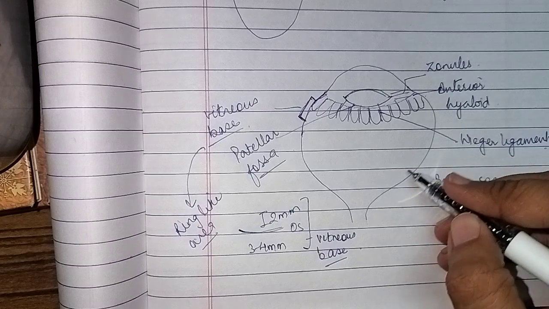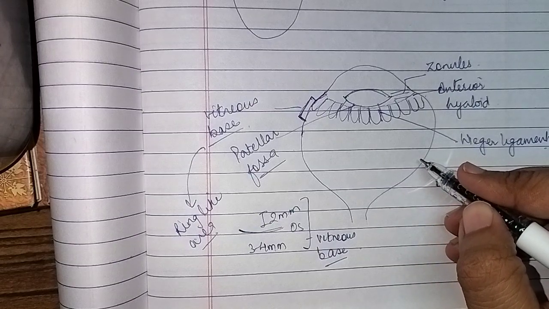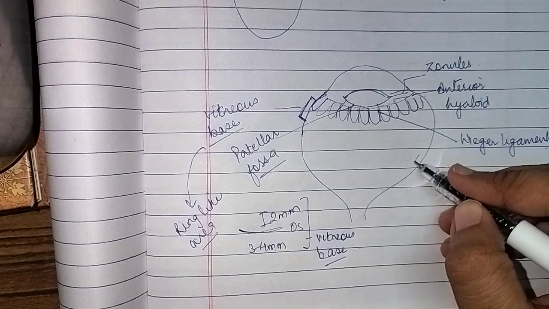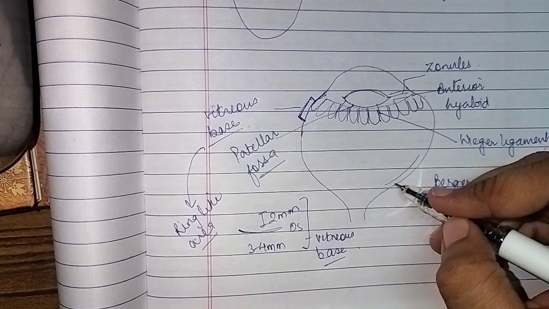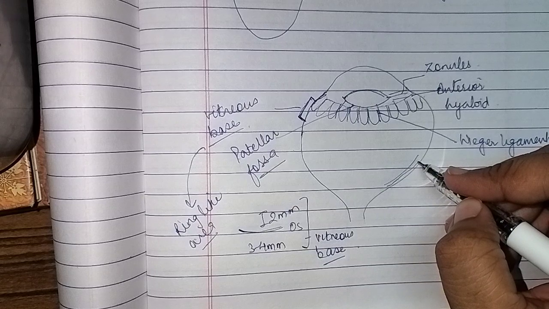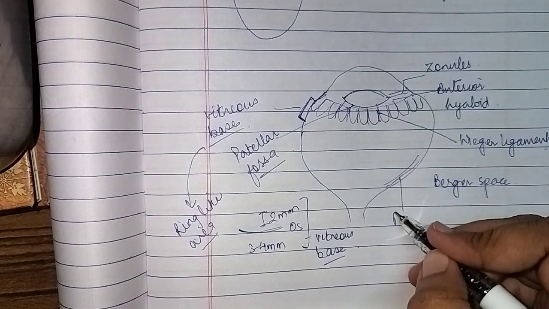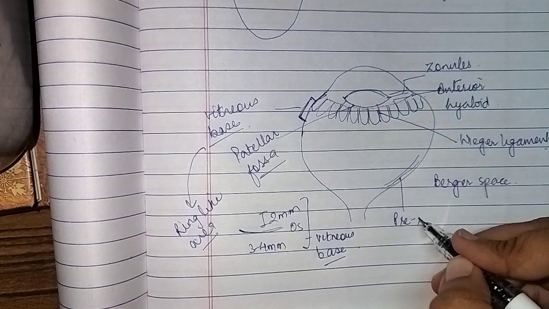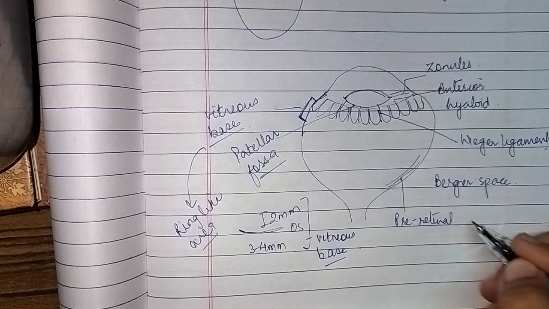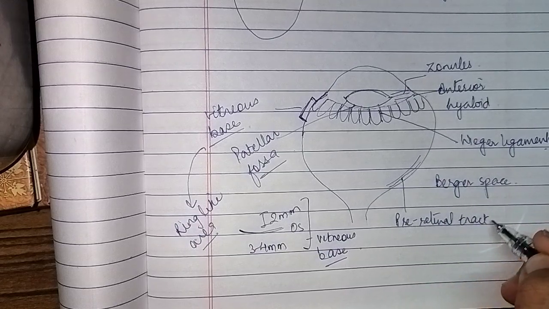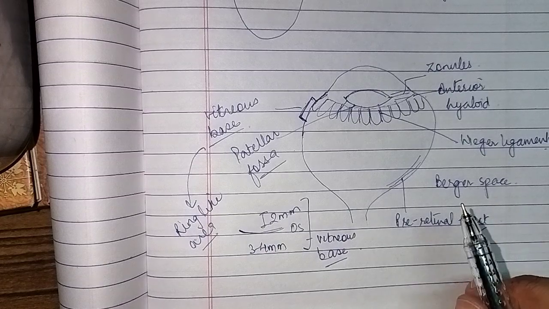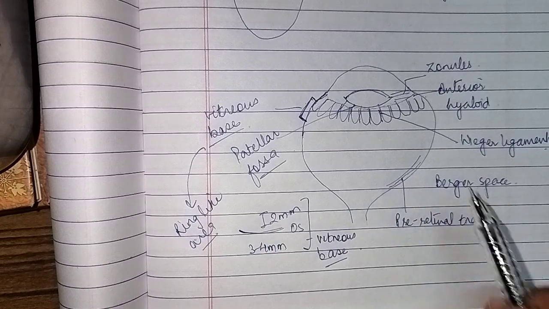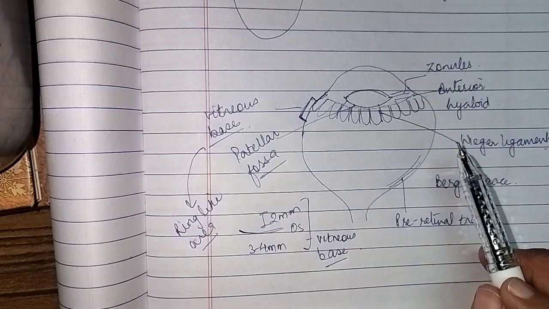Okay, posteriorly, how do the fibers run? They run parallel to the inner surface of the retina, somewhat like this. And what do they form? They form the pre-retinal tract. Now what happens is the vitreous attaches to the retinal surface, specifically the internal limiting membrane.